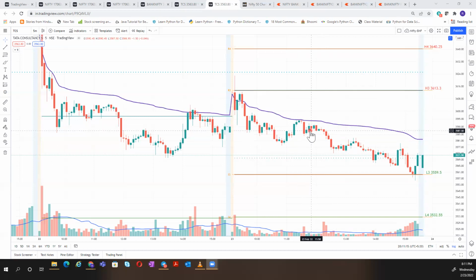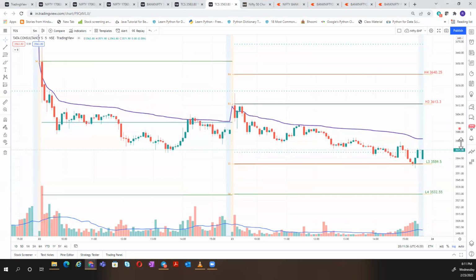Now there is another version of VWAP called anchored VWAP. Anchored means, as the name itself says, you can anchor to a particular price just to identify from that particular price what the trend is. Is it a downtrend or is it an uptrend?